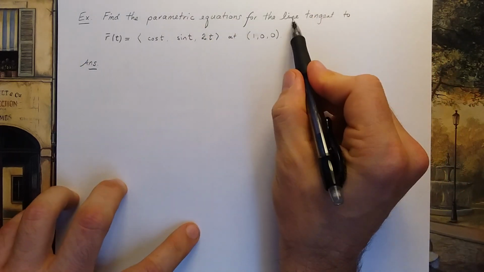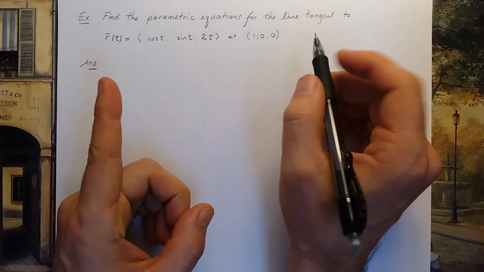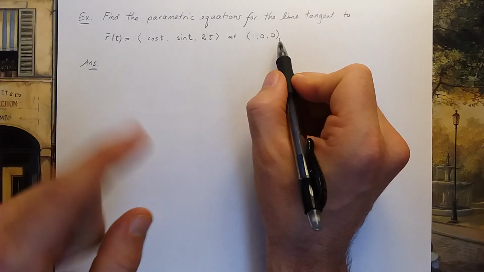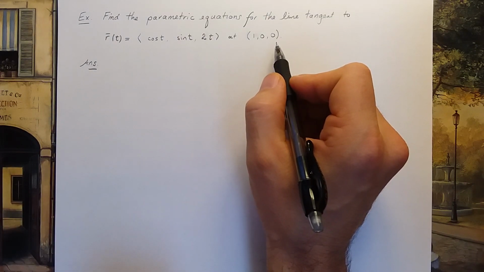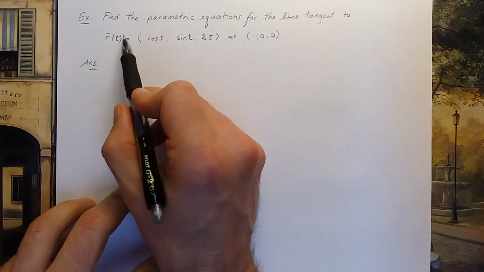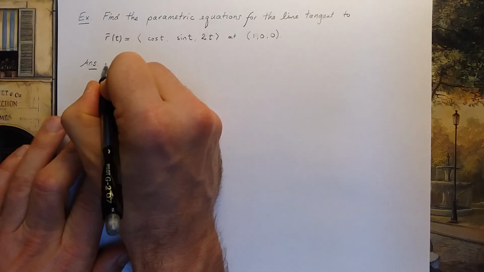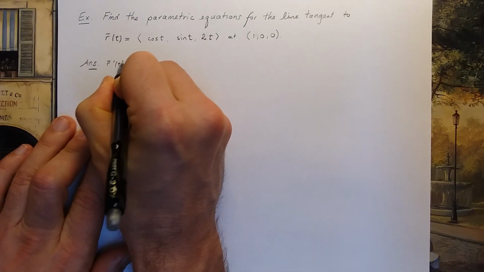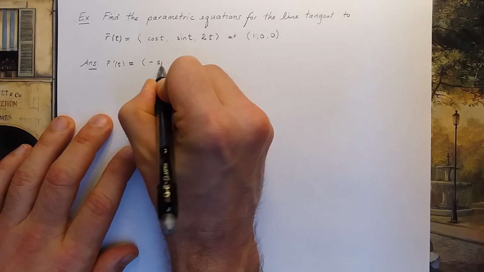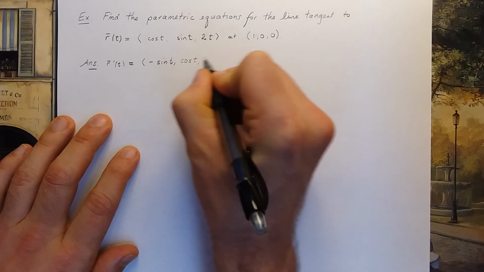To find a line in R3, I need two things. I need a point on the line, which I have here, and I need a vector that's parallel to the line. That parallel vector is given by the derivative of this vector-valued function. So here's the derivative of my vector-valued function. The derivative is negative sine t, cosine t, 2.